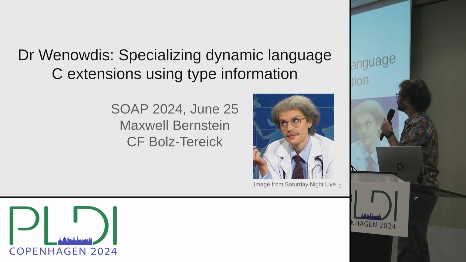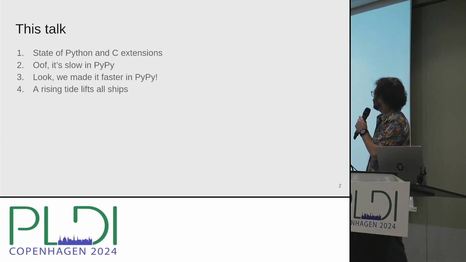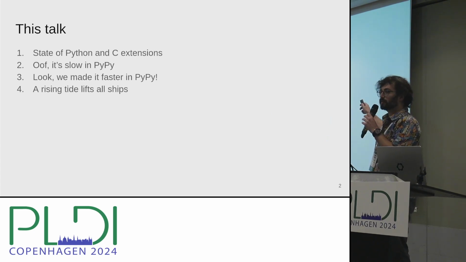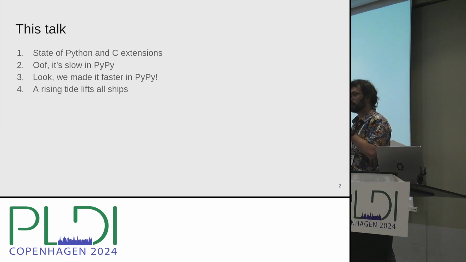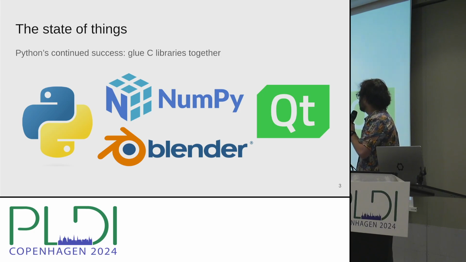This is an SNL character. So we're going to talk about the state of Python and the C extensions that are commonly used. We're going to talk about why this bites in PyPy, a fast Python runtime. We're going to talk about how we made it faster in PyPy, and then how this sort of affects the broader dynamic languages ecosystem.